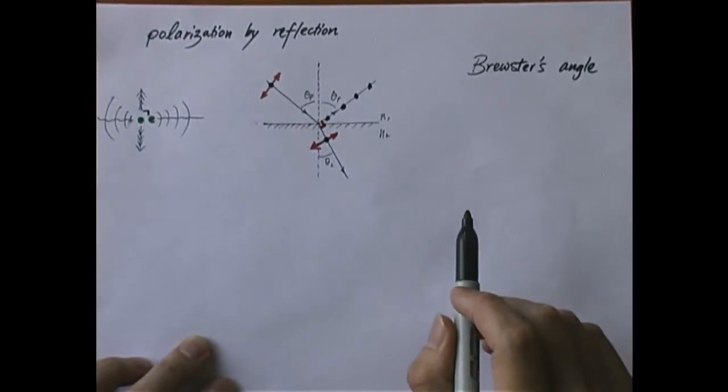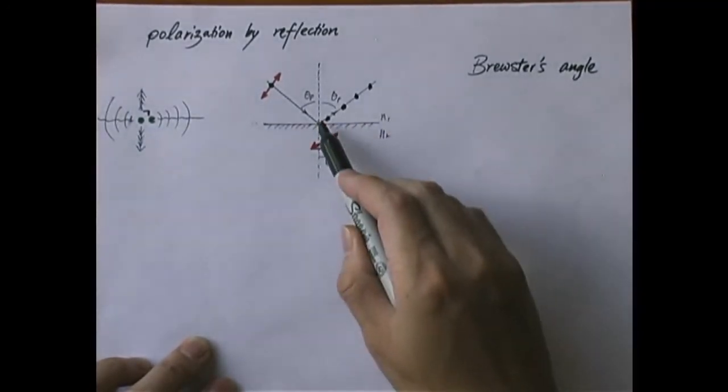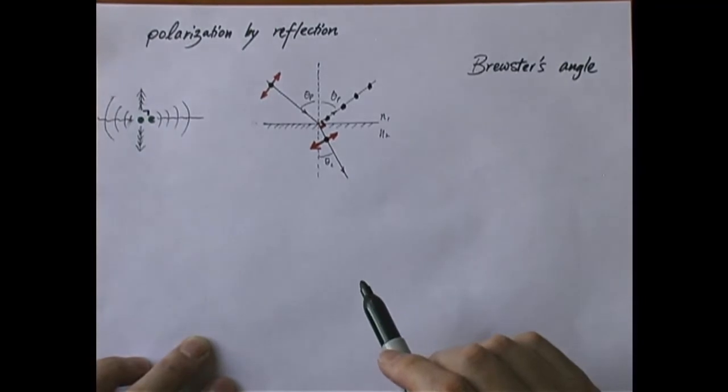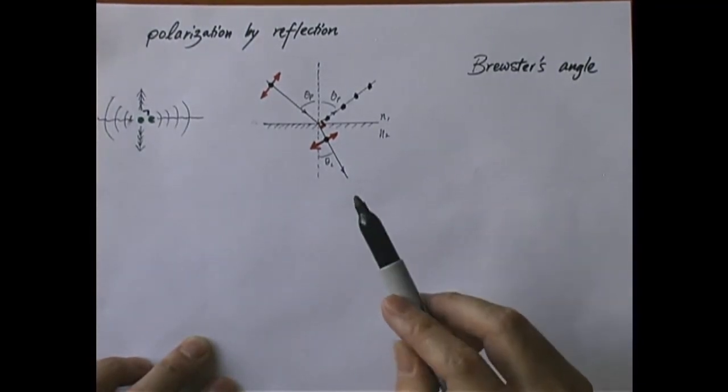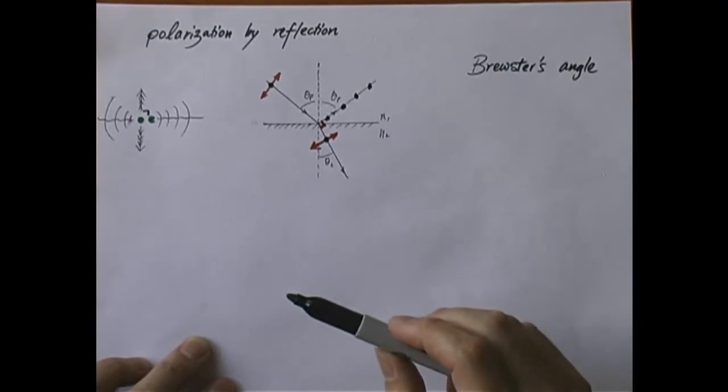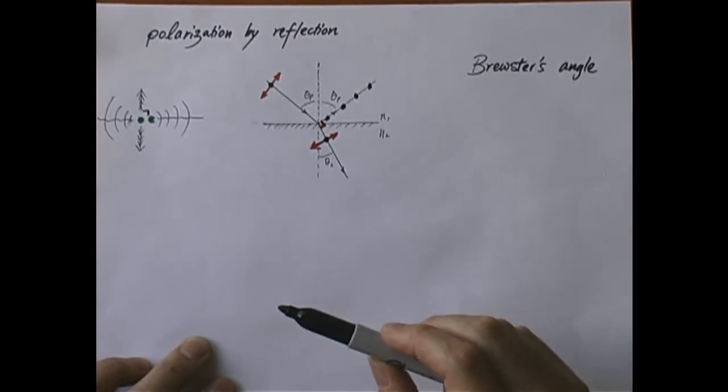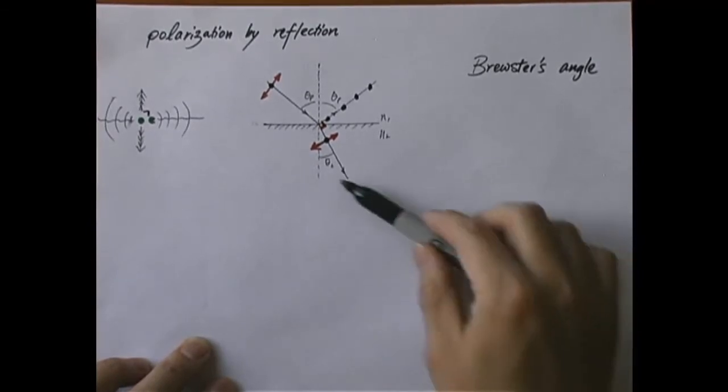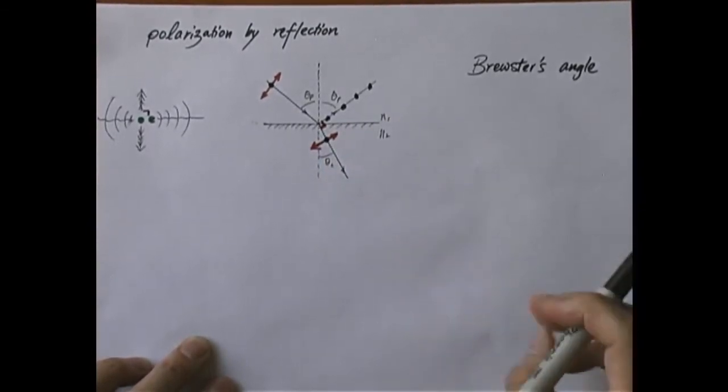It's an angle such that the reflected wave and the refracted wave are 90 degrees from one another, because of the dipole oscillation of the electrons, there is no component in the electromagnetic field, the electric field, that is parallel to this plane in the reflected wave.